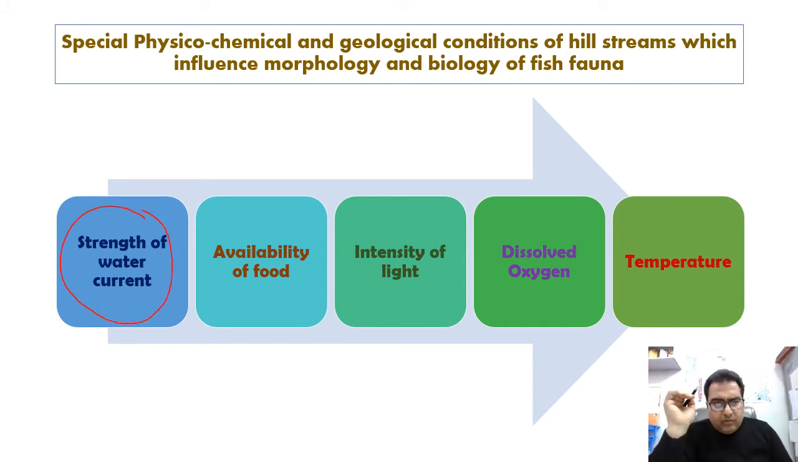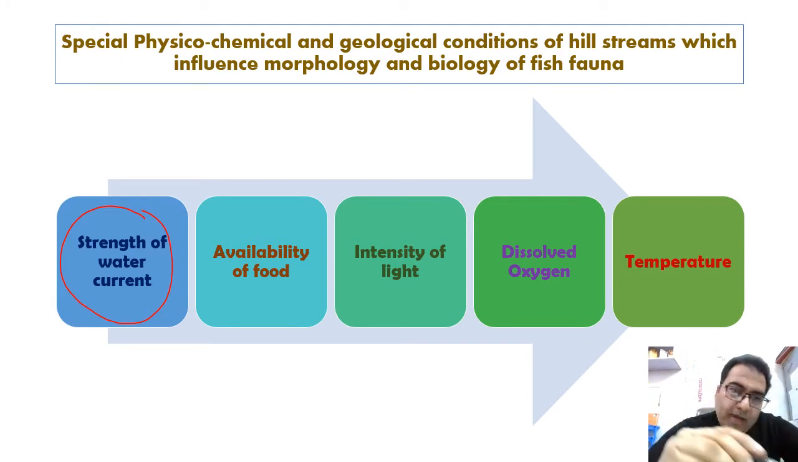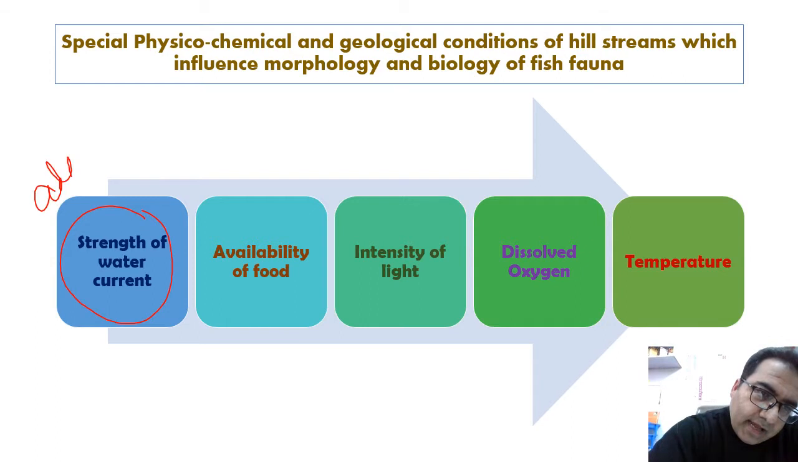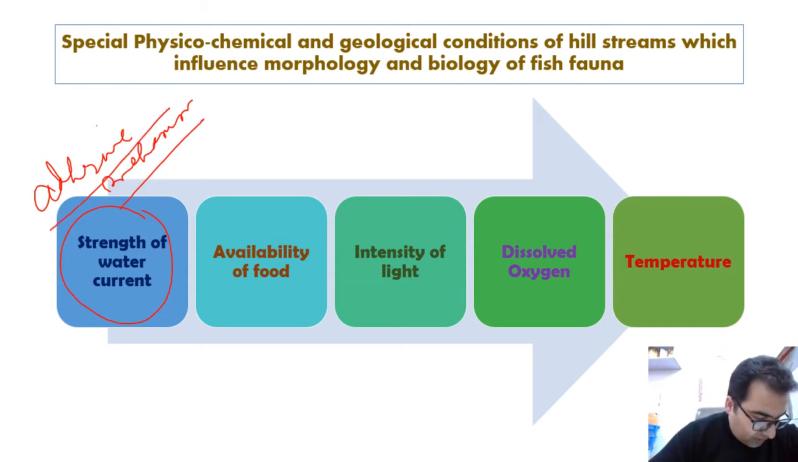We all know that the water current in the hill streams is very rapid and strong. The fishes which live in the water have to withstand these swift currents. And that is why these fishes develop adhesive mechanisms so as to withstand the fast flowing conditions of the water.